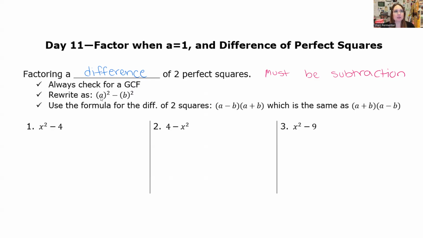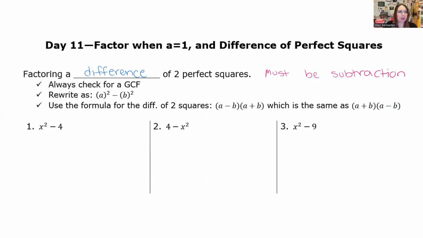And so they have to be in this format where you've got a squared minus b squared, whatever a and b are. And then we're going to use this formula. And so it turns into a minus b times a plus b. And that is the same exact thing as a plus b and a minus b. So it doesn't matter if you have the minus and then the plus, or the plus and then the minus. You just need to have a and b in that order in both sets of parentheses. One has to be a plus, one has to be a minus. It doesn't matter which one. Let's do a problem.